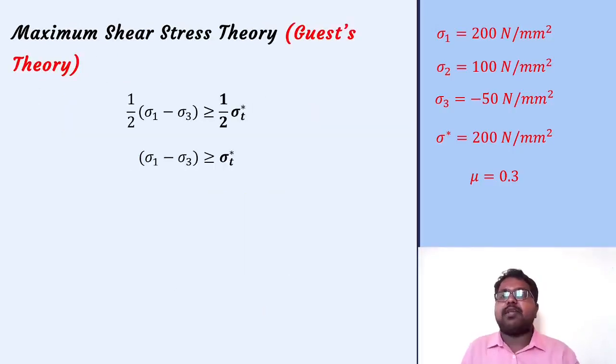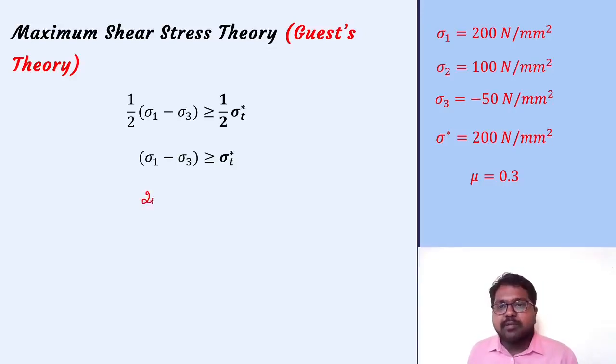Then the third theory of failure is the maximum shear stress theory. According to this theory, if the shear stress in the member is greater than or equal to the shear stress in the member in simple tension, then the member will fail, which is given as half into sigma 1 minus sigma 3. If it is greater than or equal to half into sigma T, then the member will fail. When we simplify, if sigma 1 minus sigma 3 is greater than sigma T, then the member will fail according to this theory.